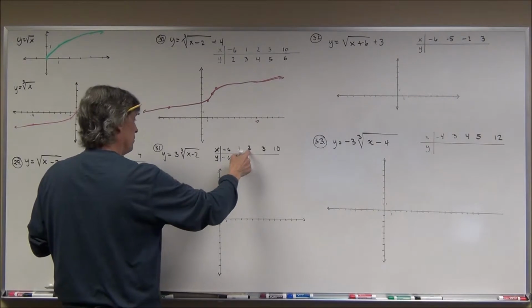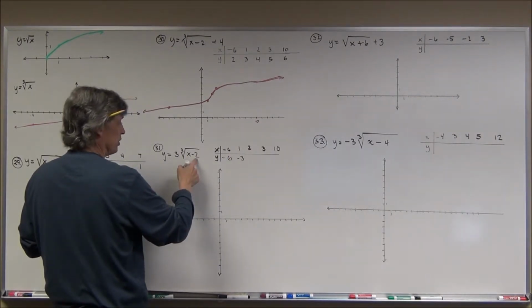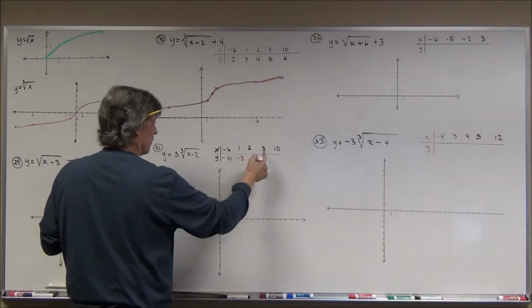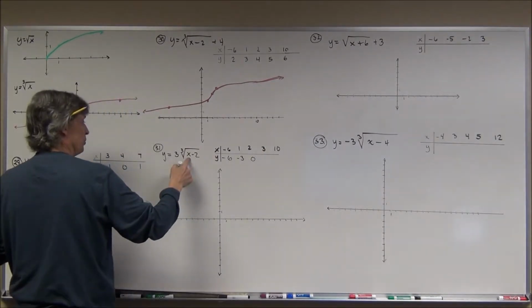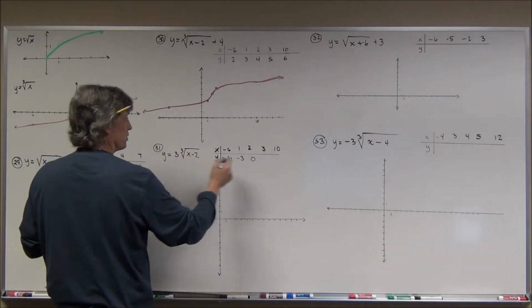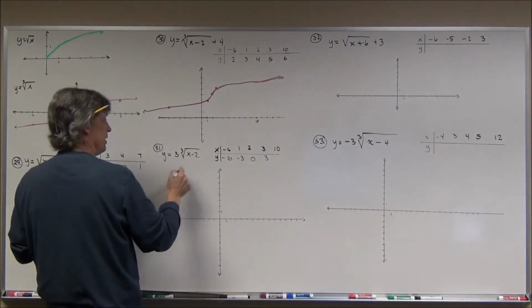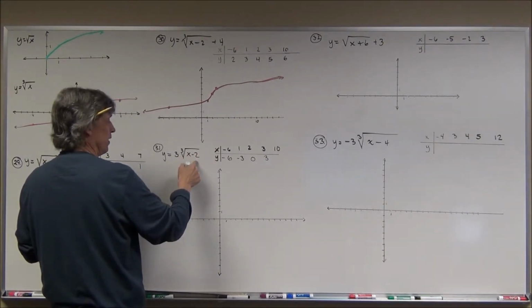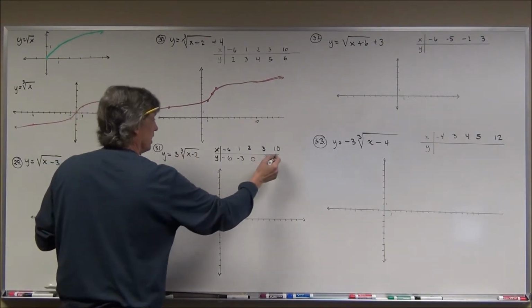If I plug 2 in, 2 minus 2 is 0. The cube root of 0 is 0 times 3 is 0. If I plug 3 in, 3 minus 2 is 1. The cube root of 1 is 1 times 3 is 3. And if I plug 10 in, 10 minus 2 is 8. The cube root of 8 is 2. 3 times 2 is 6.